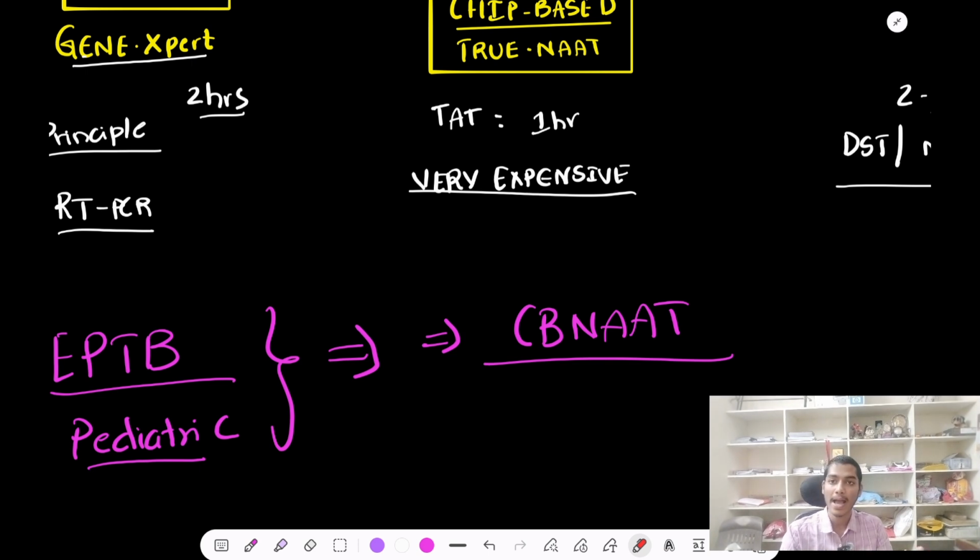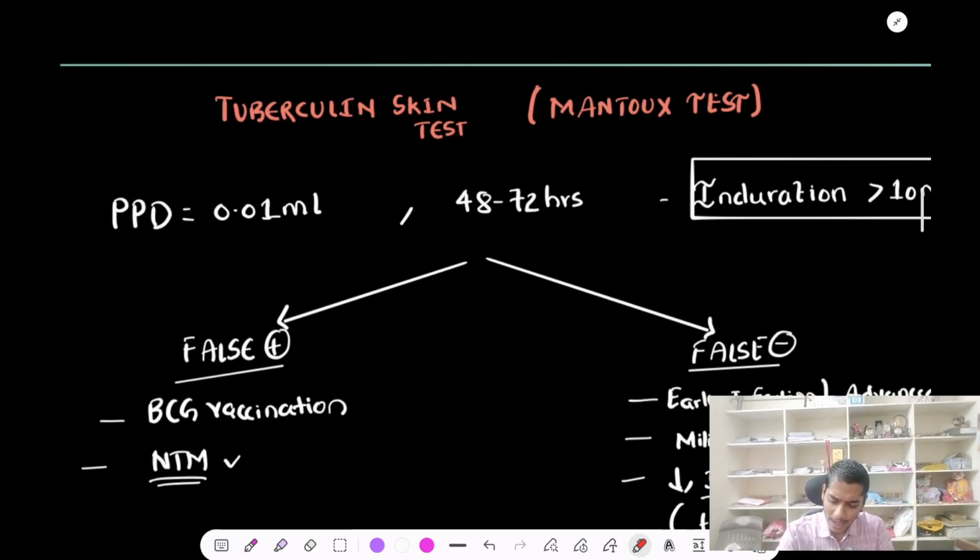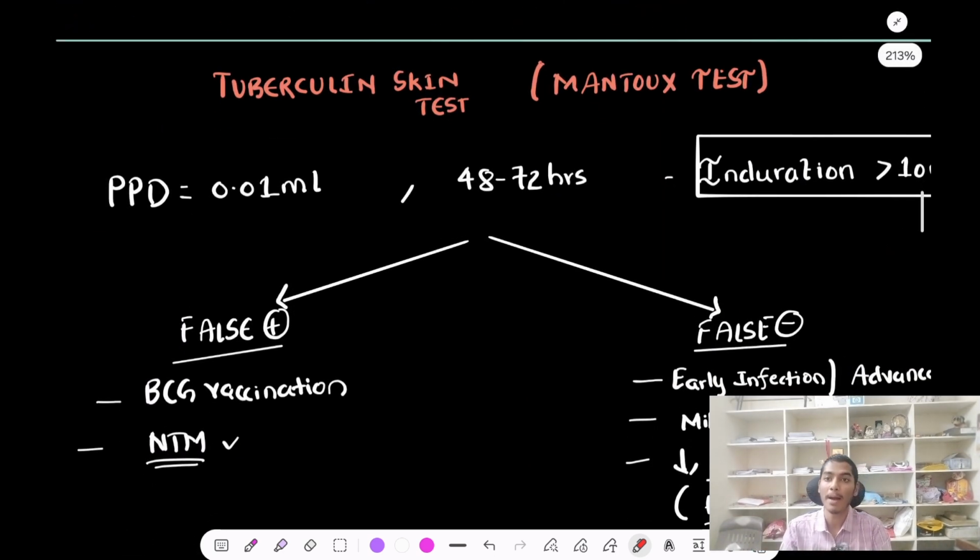We don't waste our time with the culture or staining. We directly jump into the molecular method, that is CBNAAT. Now let us discuss the tuberculin test or Mantoux test.